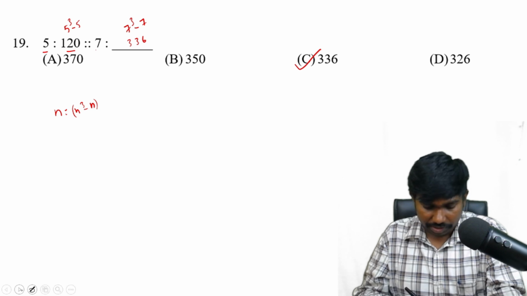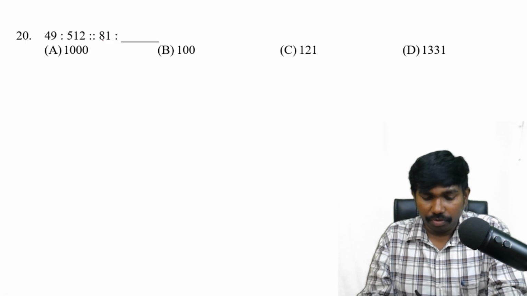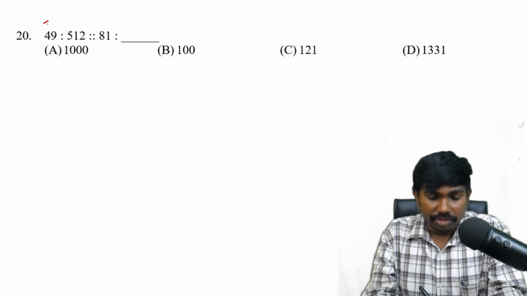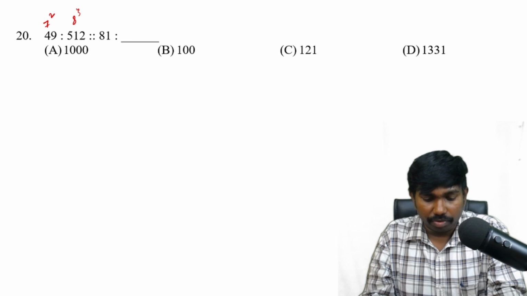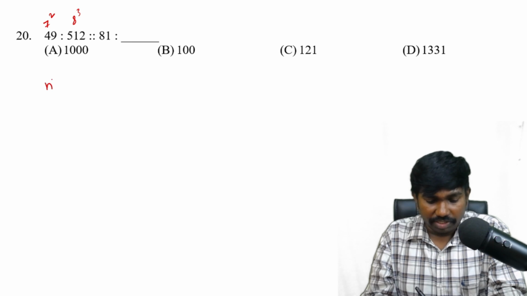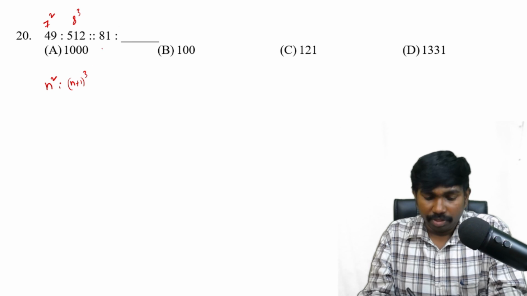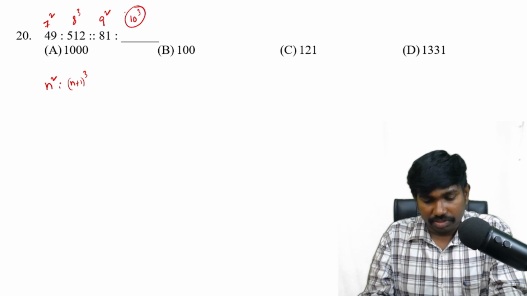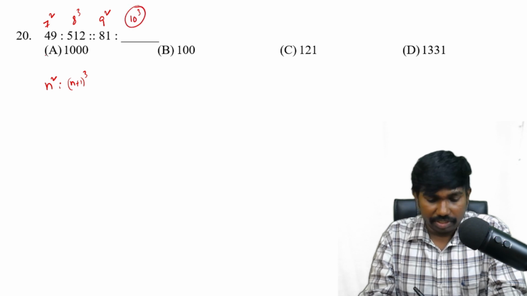Yes, going to the next question. 49, 512, 81 and dash. These numbers are directly special numbers only. This is nothing but 7 square and this is 8 cube. If it is n square, the next number is n plus 1, and that number cube must be there. Similarly, 81 is 9 square, so the next number, 10 cube, must be the answer. 10 cube is 1000. Yes, it is available.